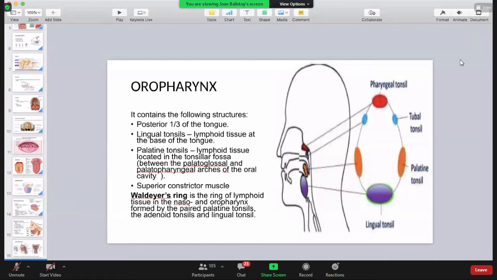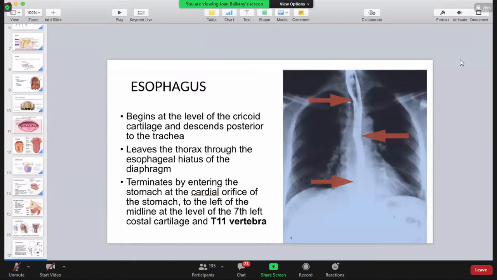The next is the esophagus. The esophagus is just a transport organ. It just transports food going to the stomach. It begins at the level of the cricoid cartilage. So that's at the level of C6. And it descends posterior to the trachea, leaves the thorax through the esophageal hiatus of the diaphragm, and terminates by entering the stomach at the cardial orifice, which is at the level of T11. Okay? So, it is from C6 to T11. That is the range of your esophagus.